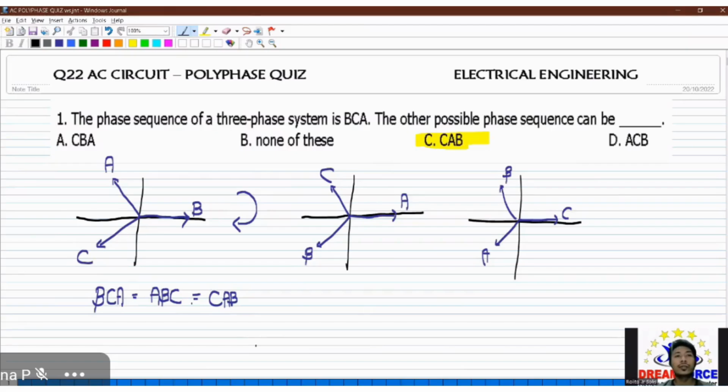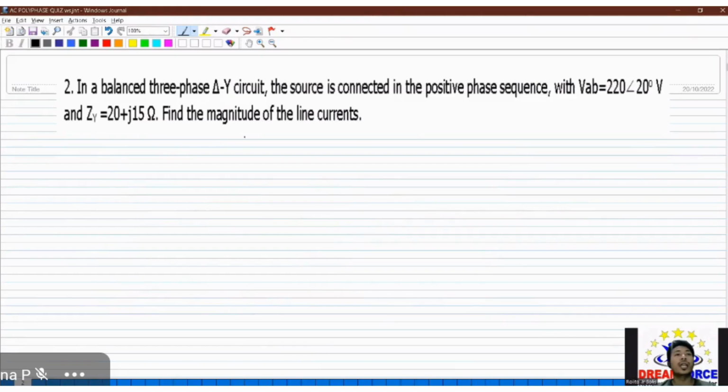So unahin po nating isolve yung mga walang choices kasi yun yung mga basic foundations natin. Okay? So sige, dito po tayo sa number 2. So in a balanced three-phase delta to Y circuit, ibig sabihin ulit ng delta to Y circuit, delta yung source mo, while Y po yung ating load. Okay, so yan po yung ibig sabihin ng delta to Y. So pag sinabing Y to Y, ganun din. Y source, Y load, and so on.